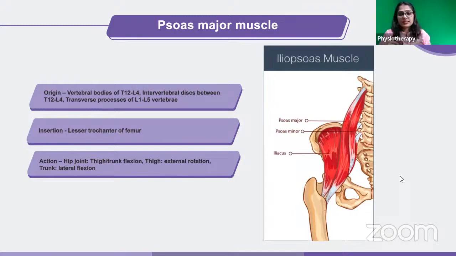Psoas major muscle. See, I will show you like this. Okay. So this is the vertebra. So you can see many vertebrae here like this. Okay. So this psoas major muscle will take the origin from where? It will take the origin from the vertebral bodies. So these are the vertebral bodies. So it has the origin from these vertebral bodies, also from the intervertebral disc. So the green one which you can see here, these are the intervertebral discs.